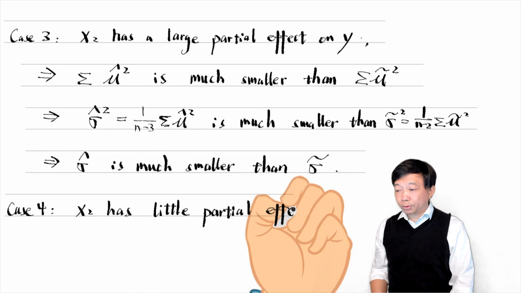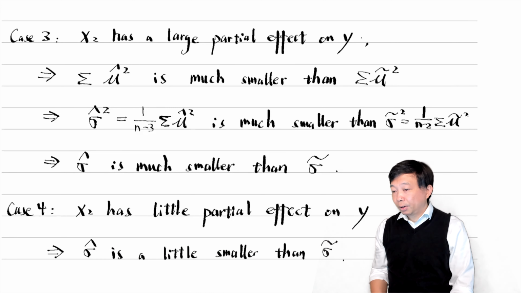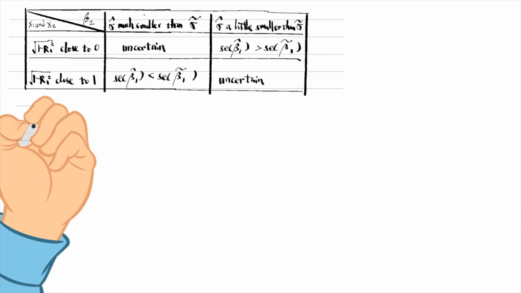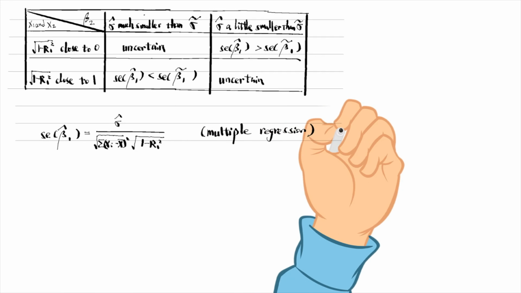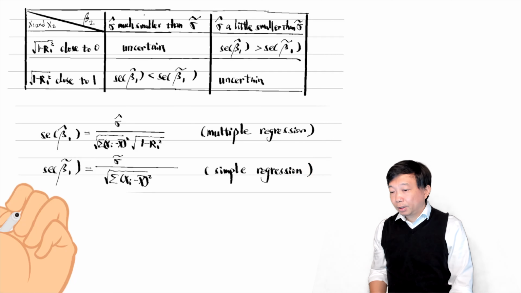In the fourth case, x2 has little partial effect on y. In this case, the sigma hat and the sigma tilde would be similar. I summarize the four cases in the table. We find that the standard error of beta 1 hat depends on the relationship between x1 and x2 and the relationship between y and x2.